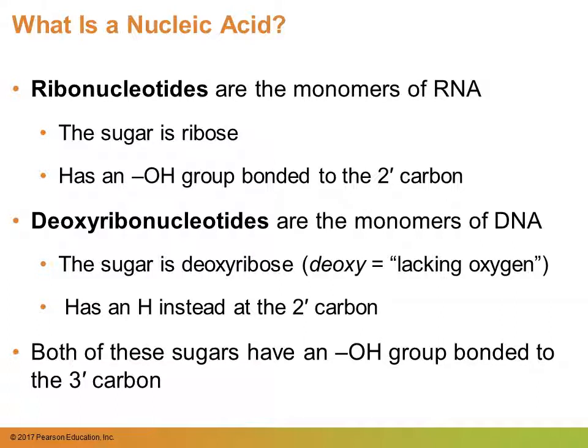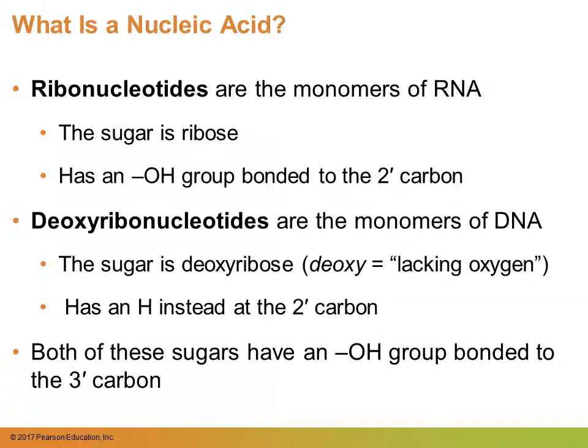So in your book they distinguish between ribonucleotides and deoxyribonucleotides. But the truth is that most of the time we just simply say nucleotides. But what is the difference between the two? Ribonucleotides have a sugar called ribose, whereas deoxyribonucleotides have deoxyribose. Well, what does deoxy mean?